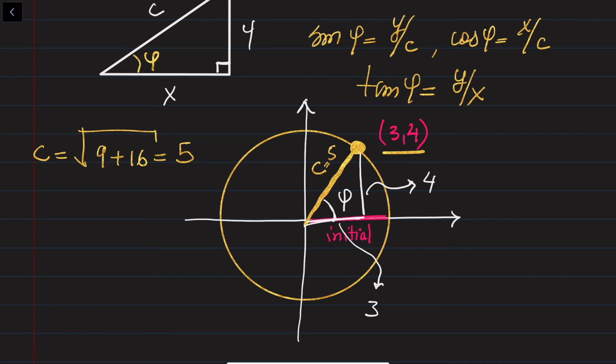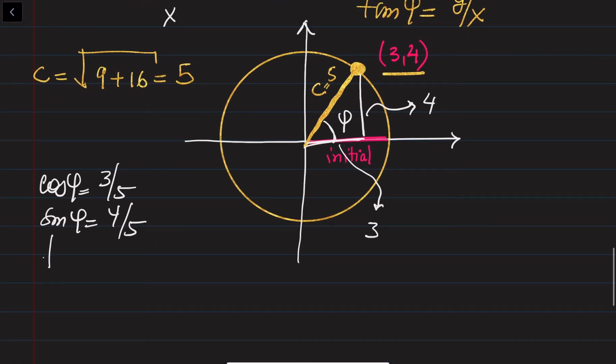So now we are going to define the cosine of phi as 3 over 5. Sine of phi is going to be defined as 4 over 5, and the tangent and cotangent functions are just defined as: the tangent is going to be defined as 4 over 3, and the cotangent of phi is going to be defined as 3 over 4.